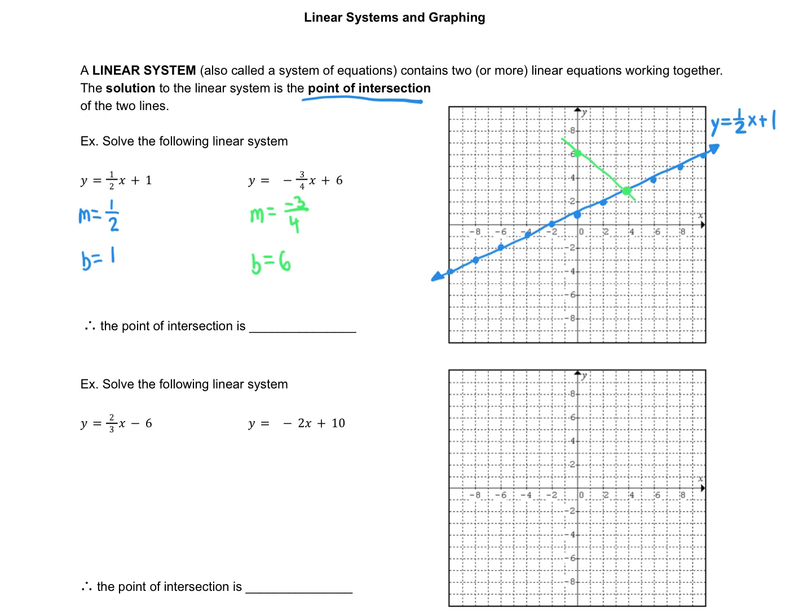So I'm going to connect my dots. I'm going to label my equation for good communication. And now my solution is this common point, and it is at 4, 3. And that's it. So let's try another example.